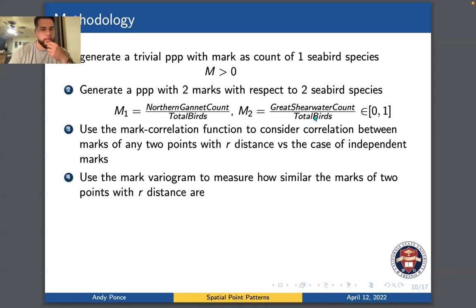They're decimals. We use the mark correlation function because it helps consider correlation between marks of any 2 points within a distance r, and it compares this to the independent case. And the last thing we did is we used the mark variogram to measure how similar the marks of 2 points are. And so now let's look at some results.